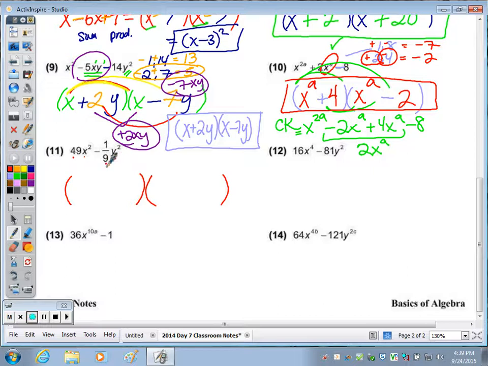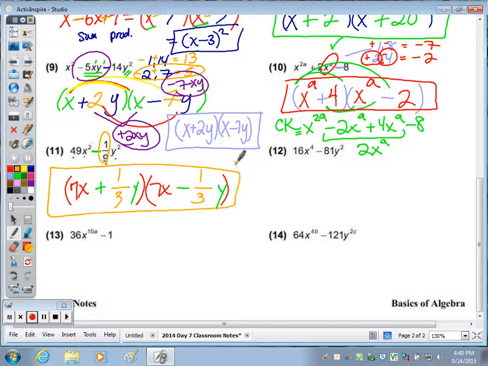And 1/9 is, because the numerator of 1 is a perfect square and the denominator of 9 is a perfect square. So to start the parentheses, it's 7x, which will give you the 49x squared. Negative, so my signs are different to get that negative product. And we have a zero sum in the inside. That's why we don't see a middle term. So then it's finished with y times y to get the y squared. But with the fraction, set up your fraction bar. The square root of 1 is 1, or 1 times 1 is 1 for the numerator. And then 3 times 3 gives you the 9 in the denominator.